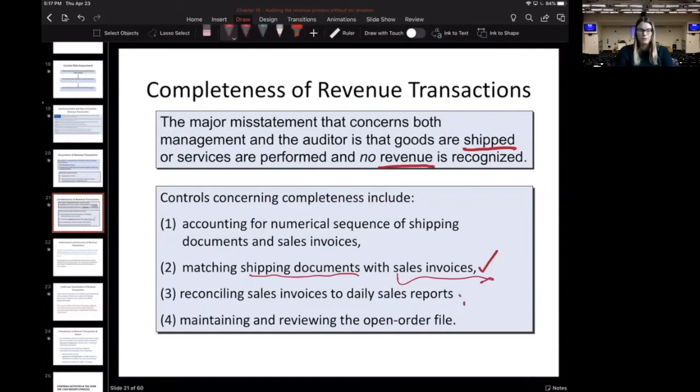Number 3 is this sort of reconciliation control that I'm reconciling totals to totals. And generally, when you're reconciling one total to another, this tends to be completeness controls as well.